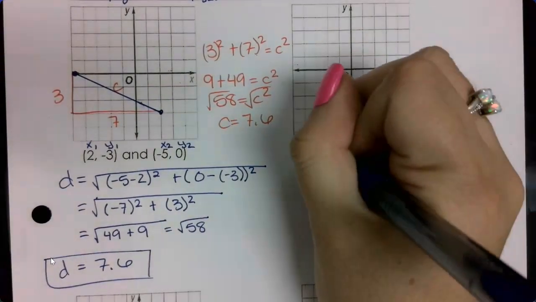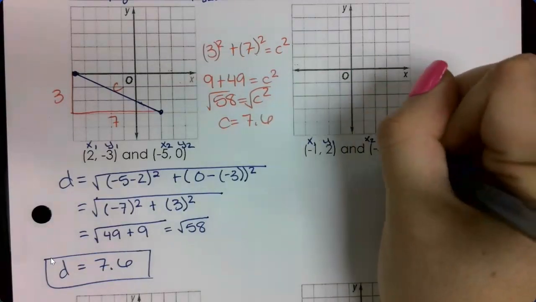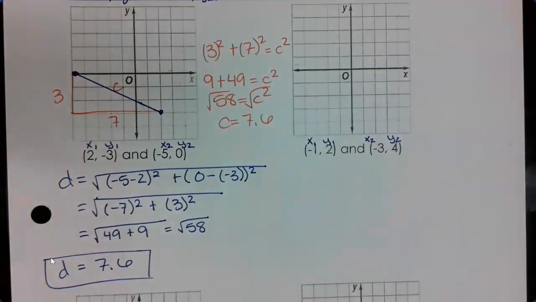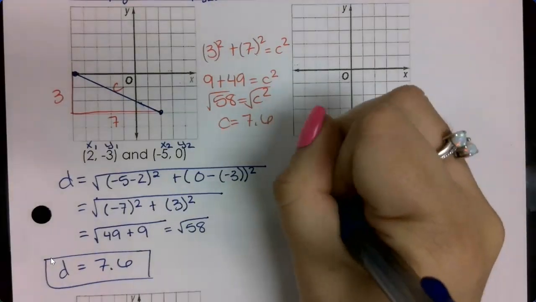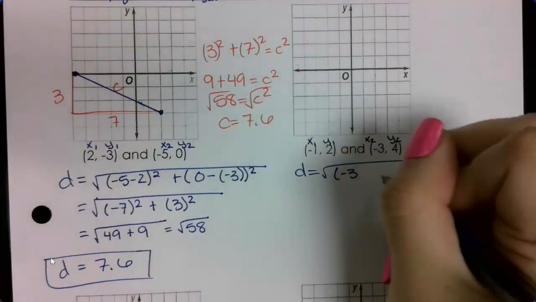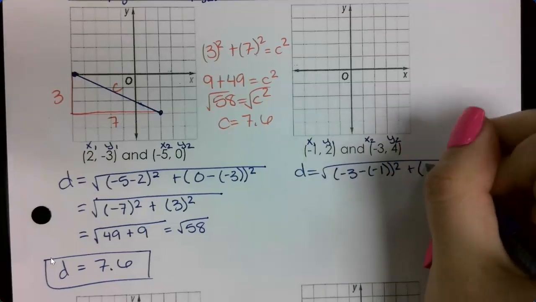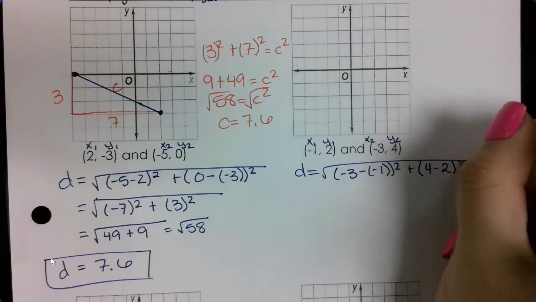So, same idea on the second one. I want to label my x sub 1, my y sub 1, x sub 2, y sub 2. Then I'm going to plug into my distance formula. So I'm going to have the square root of -3 minus -1 squared plus 4 minus 2 squared.